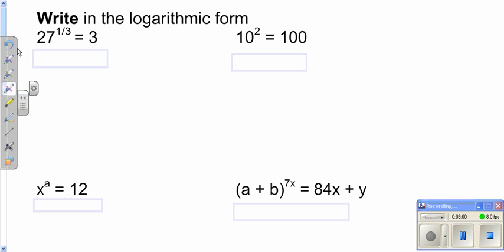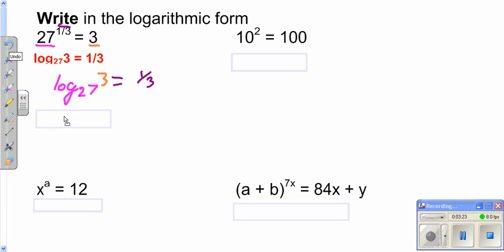To do that, you want to go log of your base. Your base is this right here. Your exponent, which is the 1/3 right here, goes on the other side all by itself. What was on the other side all by itself goes after the base. So we get log base 27 of 3 equaling 1/3.